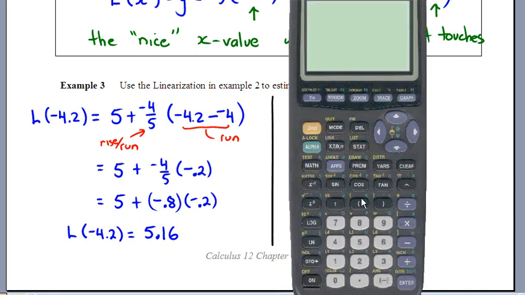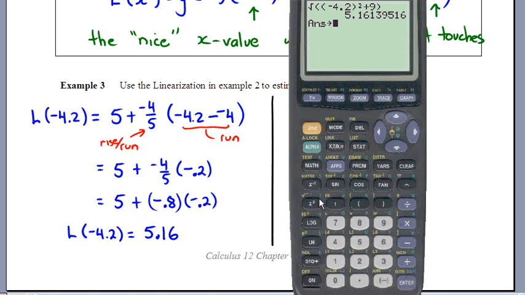The actual answer, if I go with the original function here, the square root of your x value, negative 4.2 squared, add 9. Okay, it's probably not going to be 5.16. Wow, that is really close. 5.16139. That's really, really close.